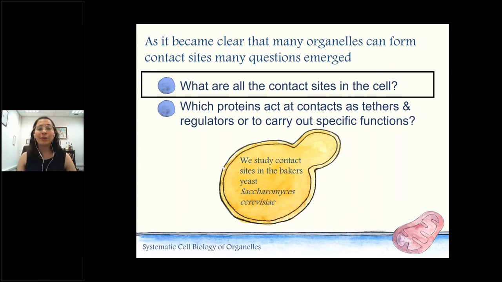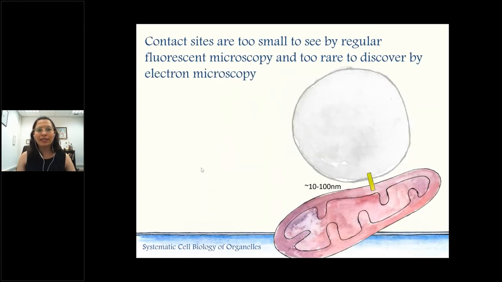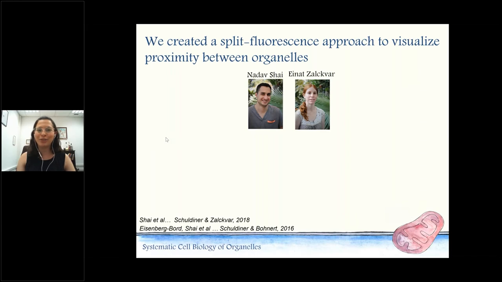And first, as I mentioned, we wanted to understand what are all the contact sites of the cell. We wanted to have this comprehensive map of all the different contacts. But the problem is that contact sites are quite small, so only 10 to 100 nanometers are separating the two organelles. So they're below the diffraction limit of fluorescence microscopy. And they're also quite rare to find, so it's hard to discover them by electron microscopy. So to overcome this, Nadav Shai, a former PhD student from the lab, together with Einat Zaltzkva, who is a research associate in the lab, they developed an approach that allowed them to visualize contact sites in an unbiased manner without any prior knowledge on them.